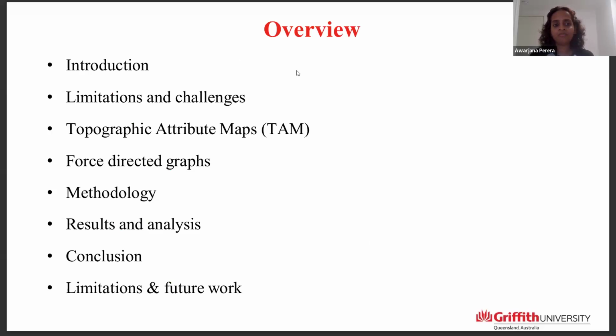So moving on to my presentation, these are the key topics I'm going to talk about today. First, I'm going to give a brief introduction to the background of my problem and what the problem is, and then moving on to some limitations in the current methods of addressing the problem, and a brief introduction to what TAM is and some theory behind TAM. And then I'm going to explain the methodology I used in my research, followed by results, and concluding with the limitations and future work I'm planning to do.